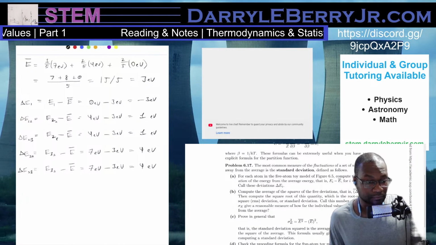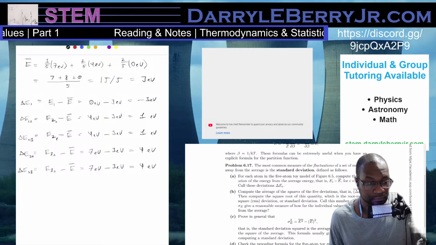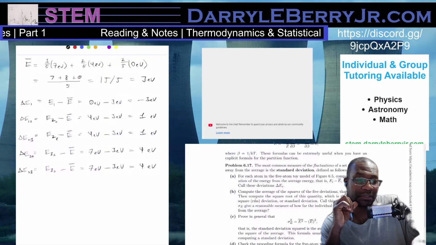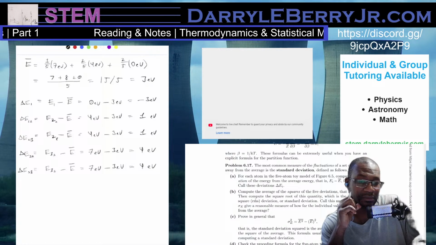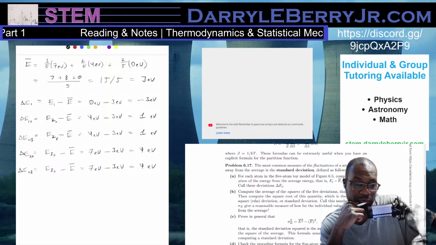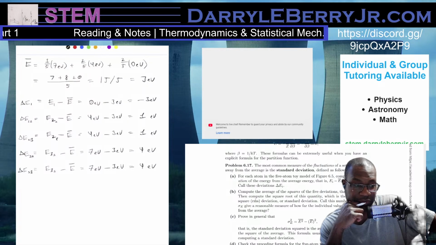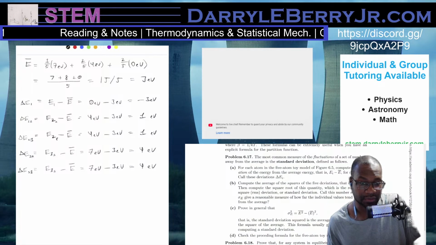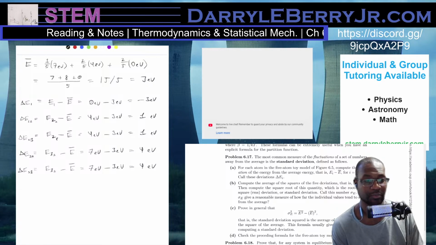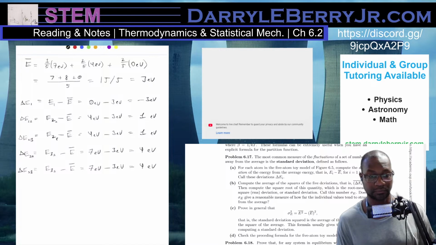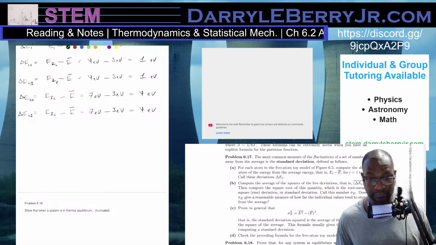All right, so we have that. Compute the average of the squares of the 5 deviations. That is the mean square E. Then compute the square root of this quantity, where the root mean square deviation is the standard deviation. Call this number sigma E. Does sigma E give a reasonable measure of how far the individual values tend to stray from the average? All right, let's try this.